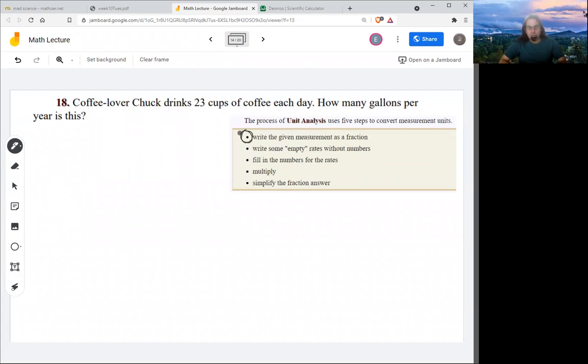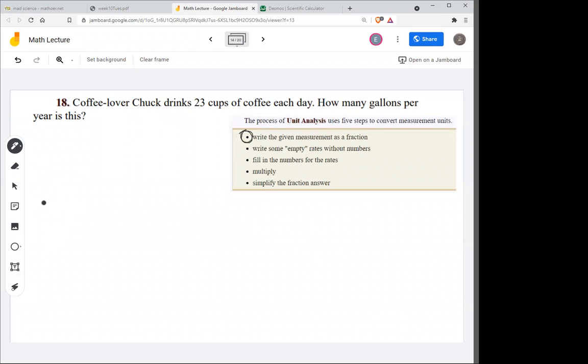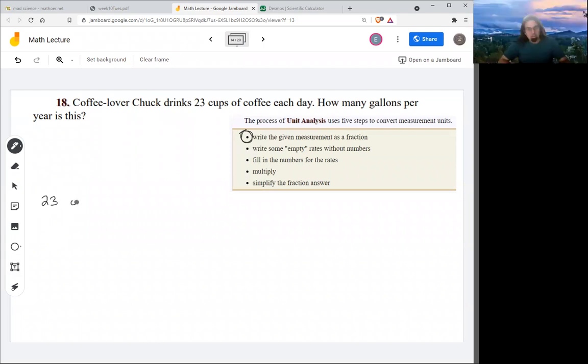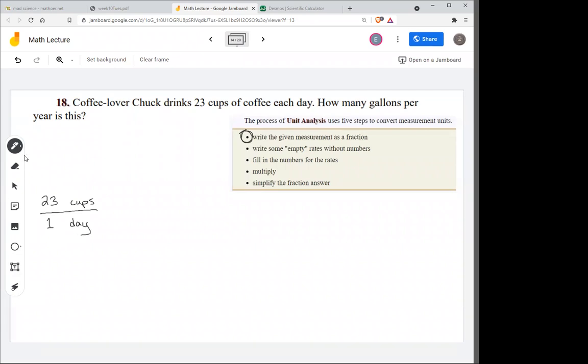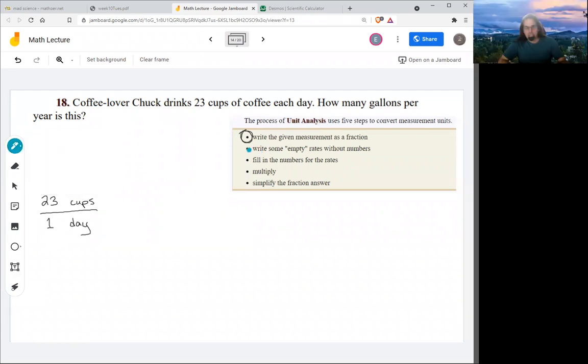So step one, what do I write? 23 cups over one day. Yeah. This time it is a fraction. Someone is describing a rate of cups per day. Everyone okay with that? Yeah. Now, next step, I want to get out of cups and into gallons. And I want to get out of days and into years. It doesn't matter which is first. What do you want to do?